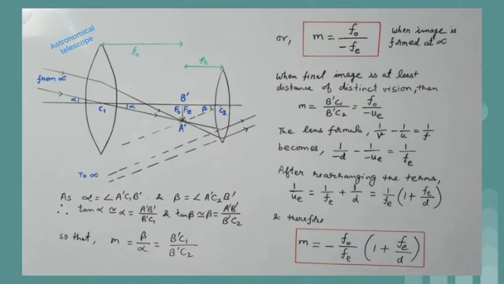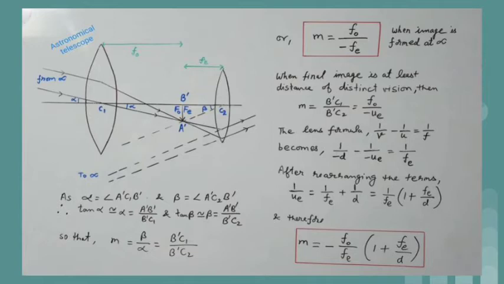For large magnification, the focal length of the objective should be large and that of the eyepiece should be small. Magnification is large also when beta is much larger than alpha. In normal adjustment of an astronomical telescope, the distance between the objective and eyepiece is equal to fo plus fe.